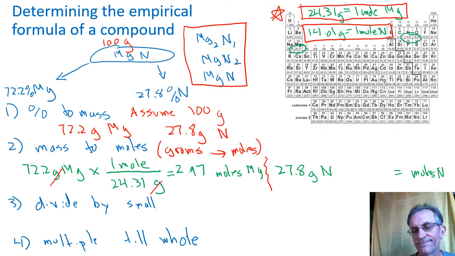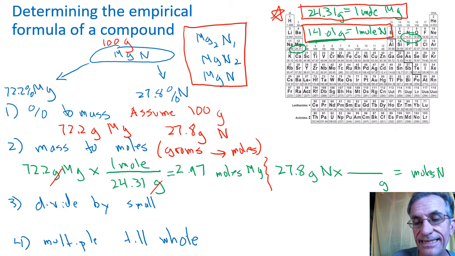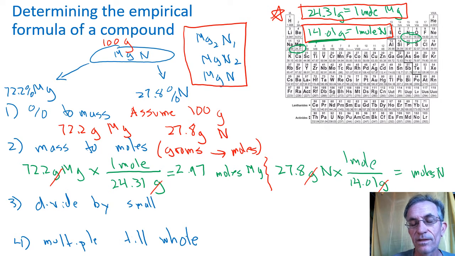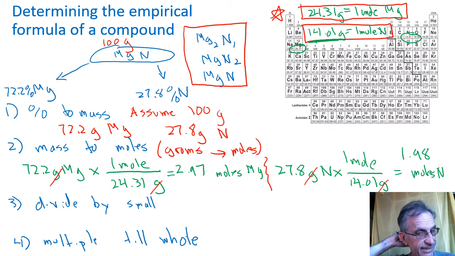Okay, so let's do the nitrogen. Same idea, grams to moles. We got to do that for both elements. 27.8 grams. We're going to go to moles. Just like before, if you start off with grams and you want to get rid of grams, you got to put grams on the bottom. And the number that goes with grams for nitrogen is right here, 14.01. You should be dividing again by the weight off the periodic table for nitrogen. That looks right, doesn't it? Because grams cancels. And then 1 mole is going to be on top. So when you divide it out, you get 1.98 moles of nitrogen. That's the amount of nitrogen, 1.98.